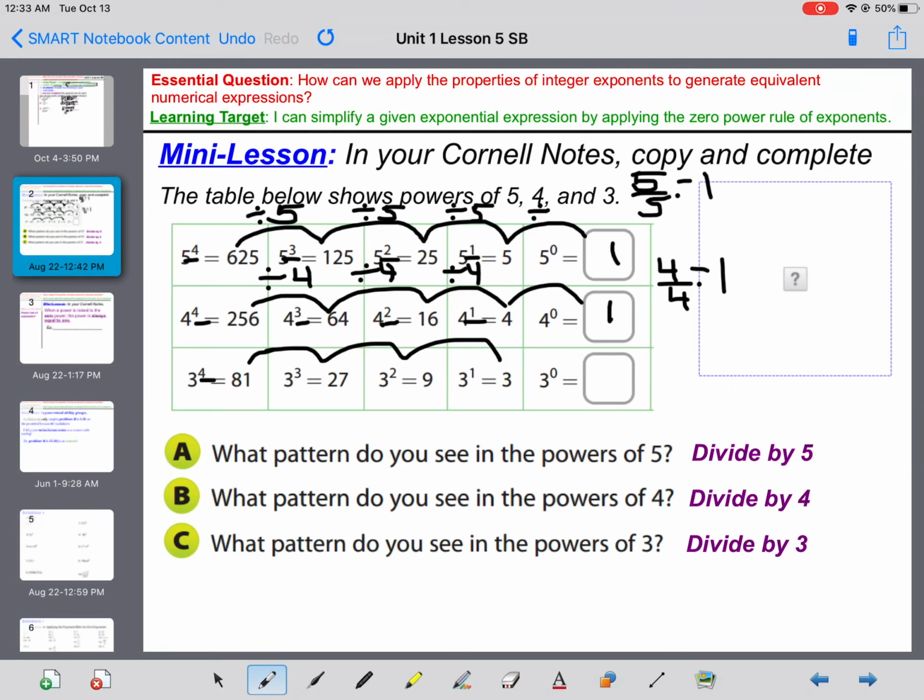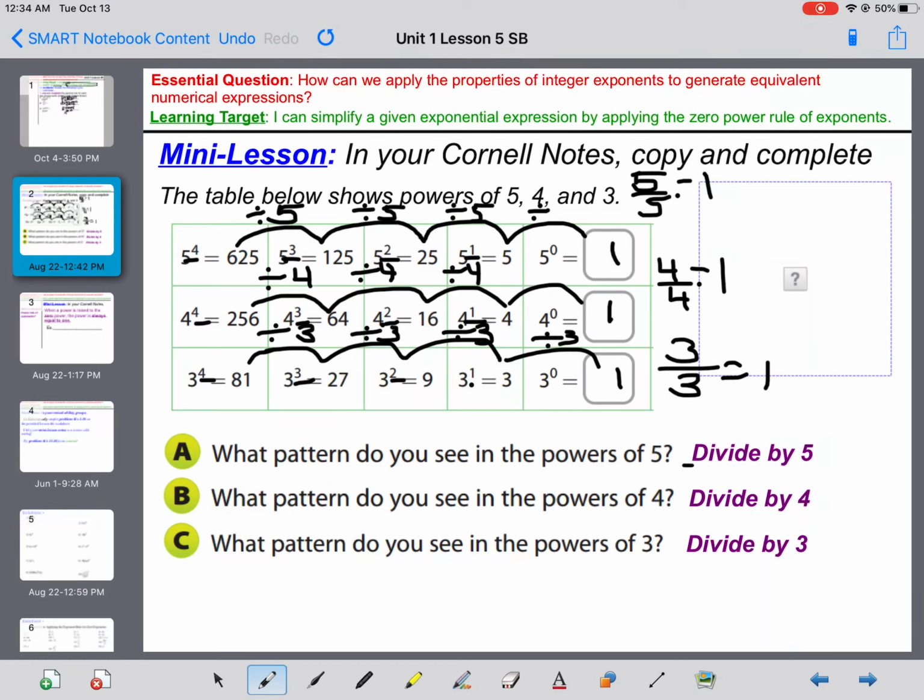And from left to right again, except our base is 3 this time, our exponents are going down by 1, so that means we're dividing by 3 every single time we go to the right. And if we do 3 divided by 3, it equals 1.